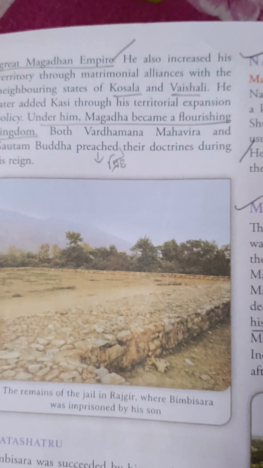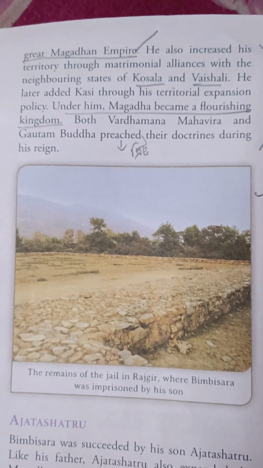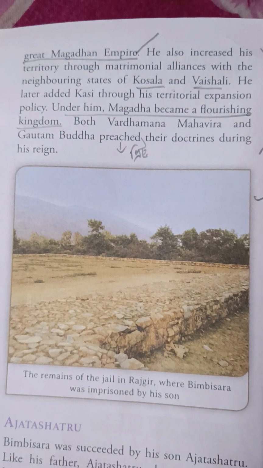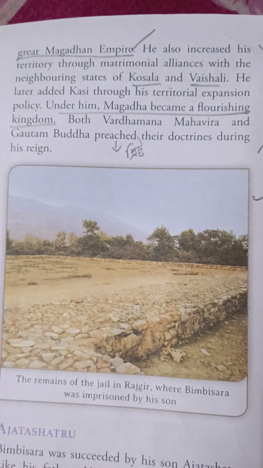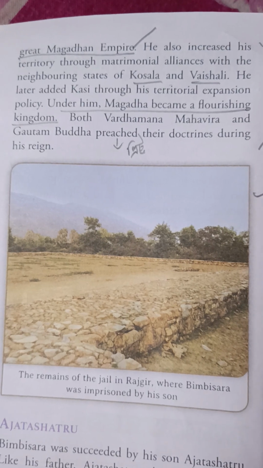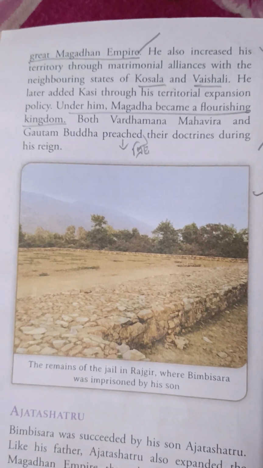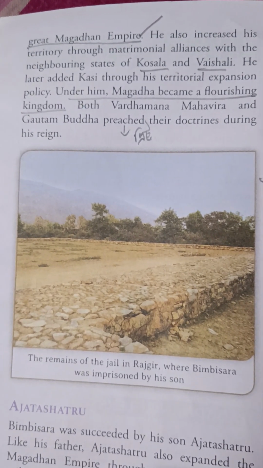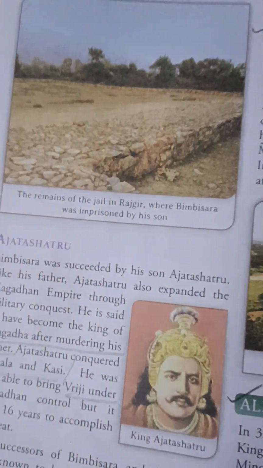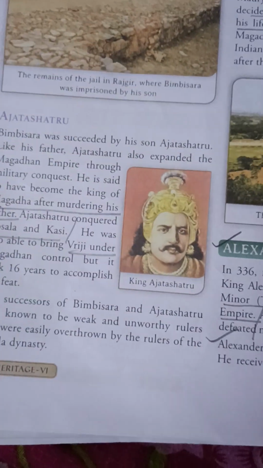He also increased his territory through matrimonial alliances with Koshala and Vaishali. He later added Kashi through his territorial expansion policy. Under him, Magadha became a flourishing kingdom. Both Vardhamana Mahavira and Gautam Buddha preached their doctrines during this reign. Now next, Ajatasattu.